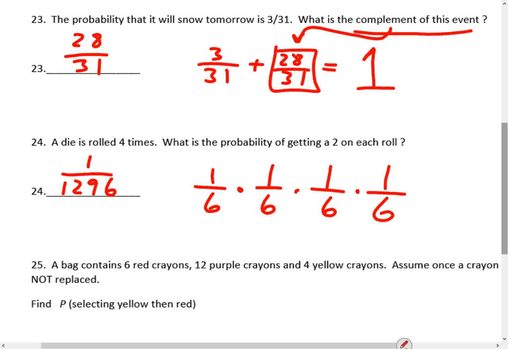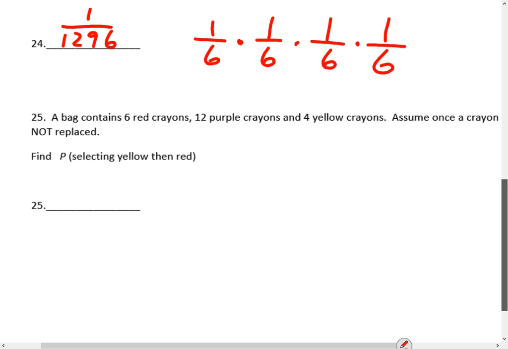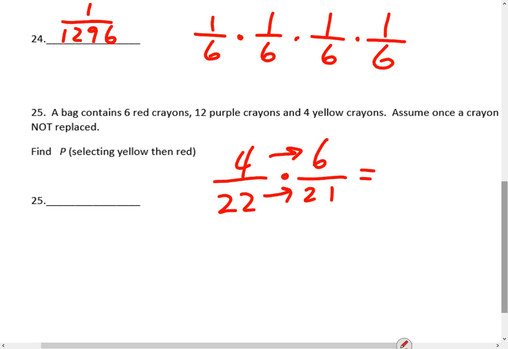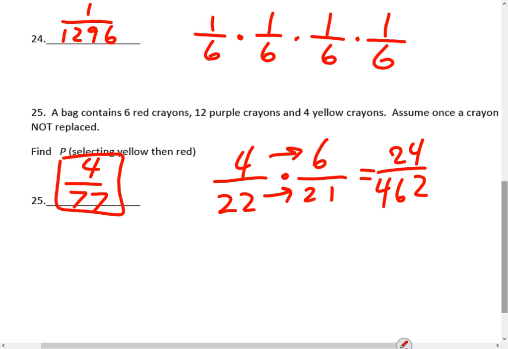A bag contains 6 red crayons, 12 purple crayons, 4 yellow crayons. You're selecting and then not replacing. Yellow. There's 4 out of 22. What's the probability of selecting the red if you didn't replace the first one? 6 out of 21. Some of you started cross multiplying. That's proportions. We're multiplying straight across here. 24 out of 462. That's fine, but I'd like it reduced, and I think it reduces down to 4 over 77.